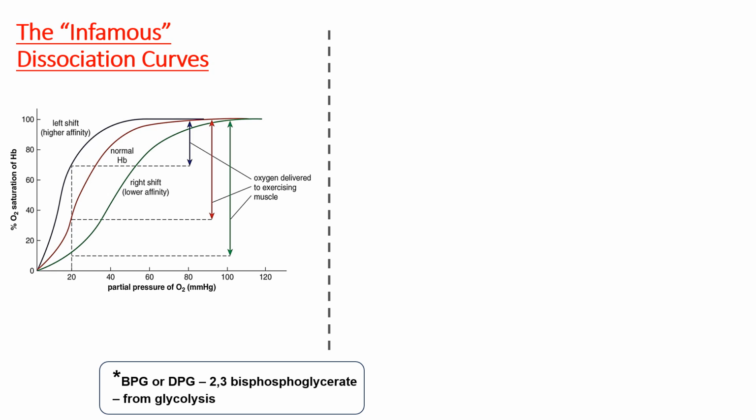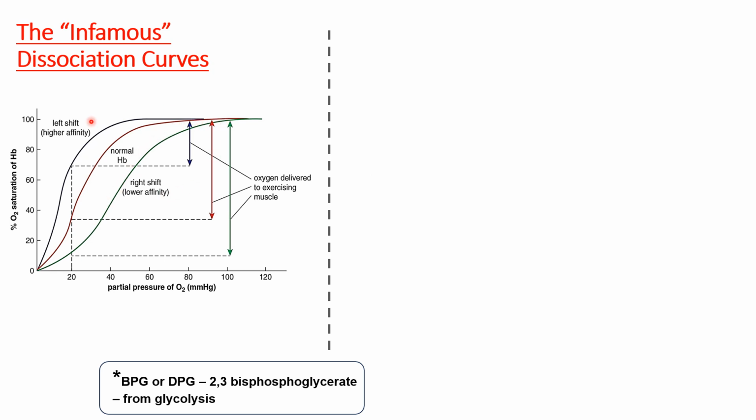And we're talking about generally standard conditions, but hemoglobin isn't always in standard conditions. And so when it departs from those conditions, or if there's less oxygen, we see less saturation.